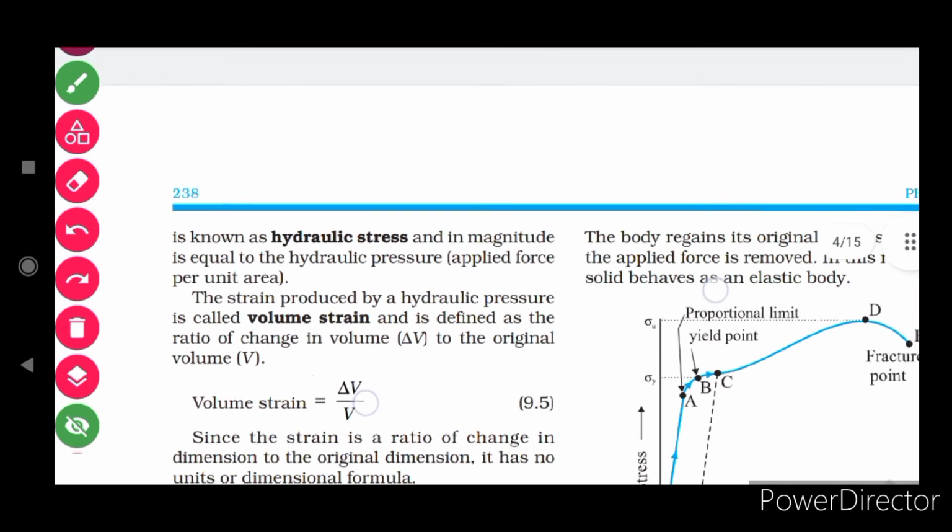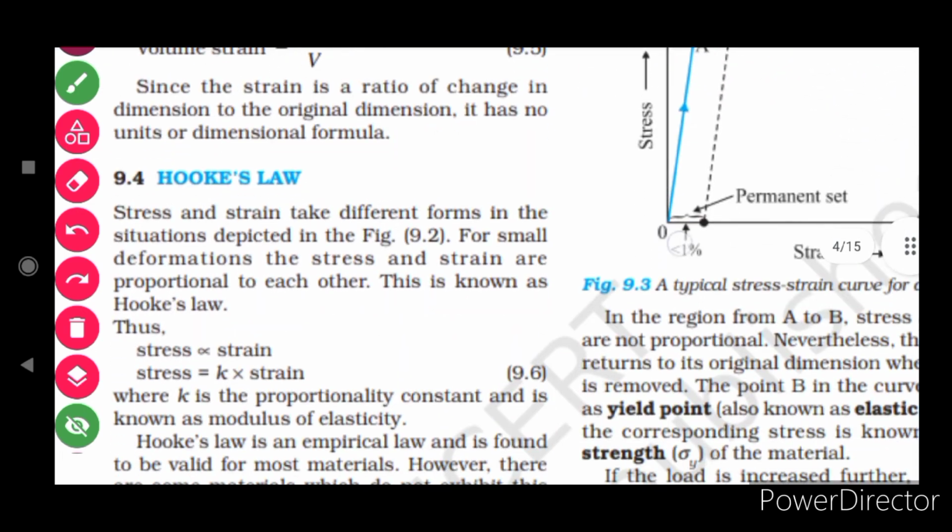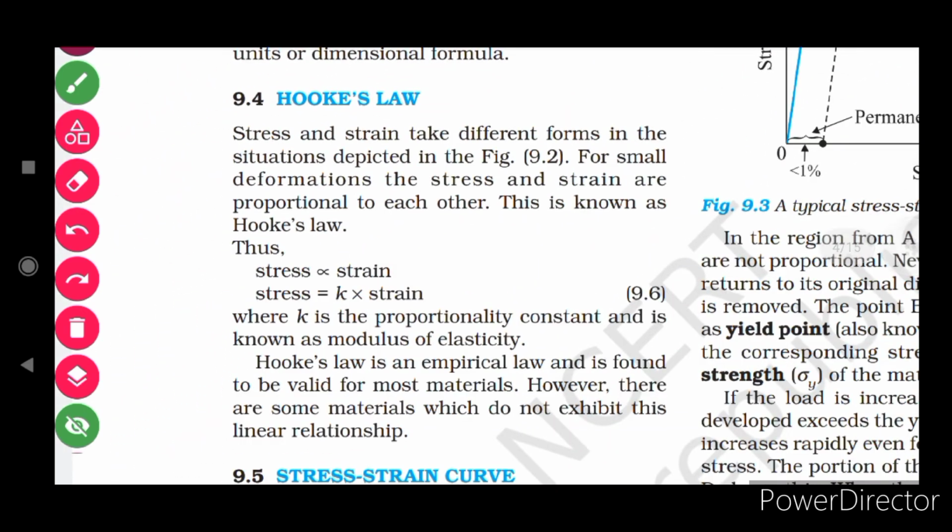Now we are ready to discuss a very important law, that is Hooke's law. I told you that for small deformation, under the elastic limit, before the elastic limit even, we'll discuss what the elastic limit is in the next paragraph, the stress and strain are proportional to each other. I'll just give you an idea of an experiment that will help you to understand this.